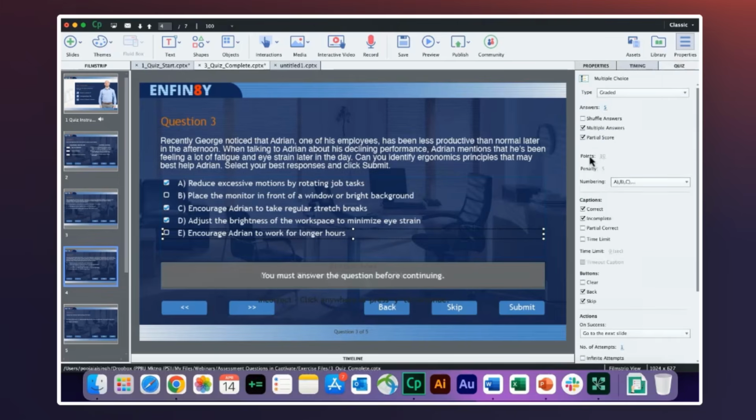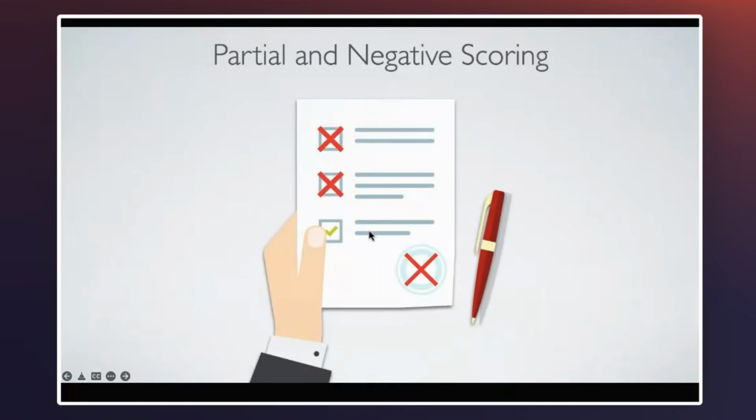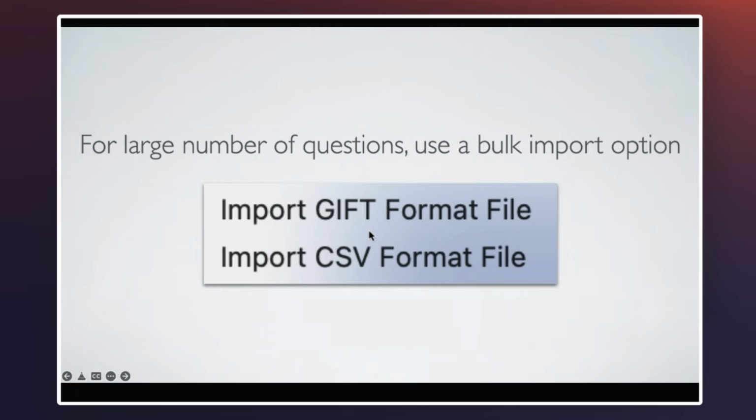So you can see here for one of the incorrect answer options we had set -1, and the other one we had set as 4. So it's a total of 5, and total points is 10 because we set 4 for this, 4 for this, and 2 for this. So based on what they respond, they will get a score, and you can use partial scoring for these questions, and that will make it a little easier for the learners. For a large number of questions, use the bulk import options in Captivate. One is import GIFT file format, and the other is CSV file format.